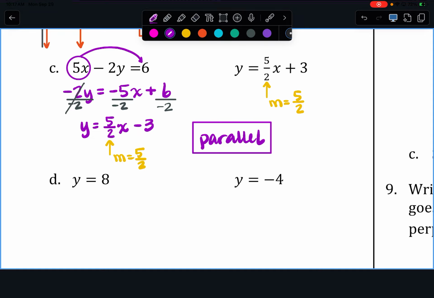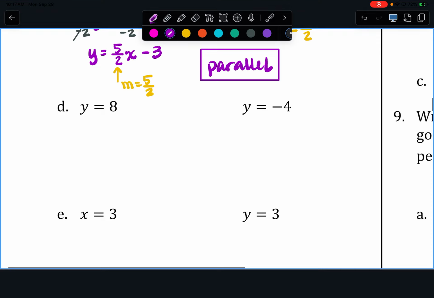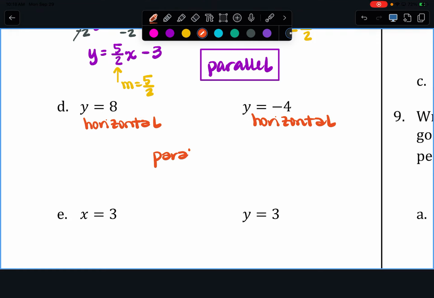Okay. All right, letter E. I've got a y equals number equation, right? So y equals a number. I automatically know this is a horizontal line. And then I have another y equals, so this is another horizontal line. They both have a slope of 0, right? That's interesting, which means these are parallel.